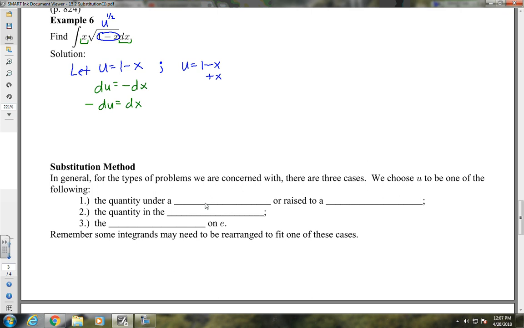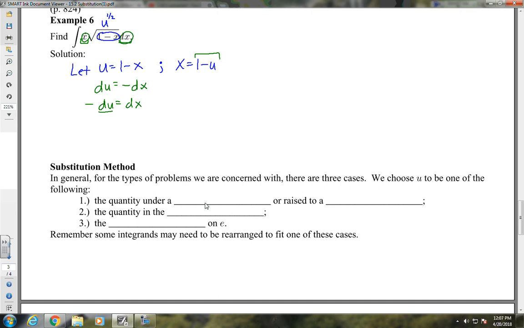If I solve this for x, I'm going to add x to both sides, and I'm going to subtract u from both sides. x equals 1 minus u. Okay, so I'm just rearranging this. I'm solving this equation for x, and we see x is equal to 1 minus u. So I'm going to replace this x with 1 minus u, and we can replace our dx with negative du.